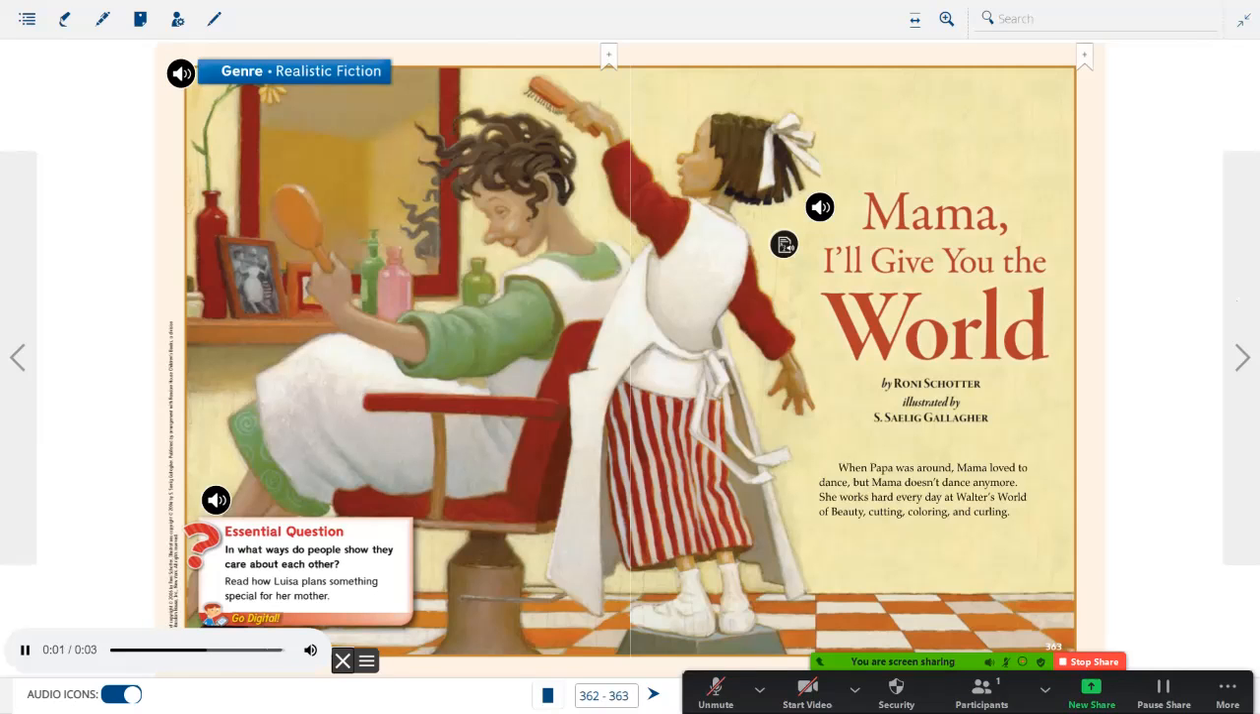Genre: realistic fiction. Mama, I'll Give You the World by Ronnie Schotter. Illustrated by S. Selig Gallagher. When Papa was around, Mama loved to dance, but Mama doesn't dance anymore. She works hard every day at Walter's World of Beauty, cutting, coloring, and curling.